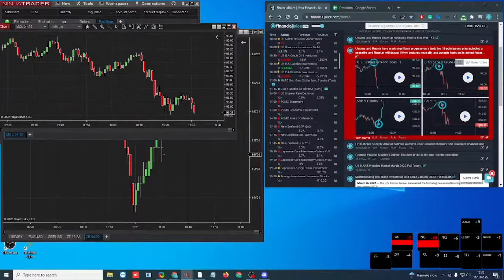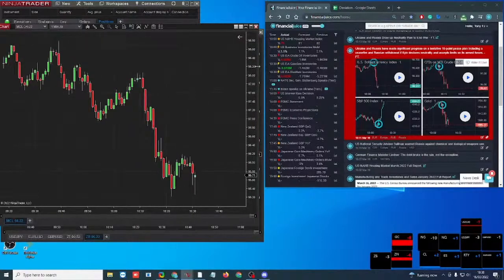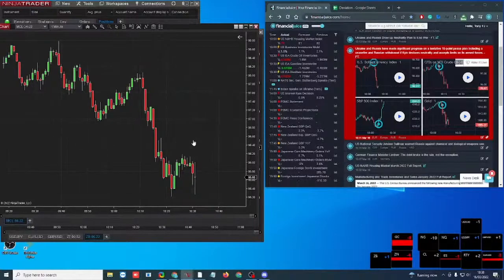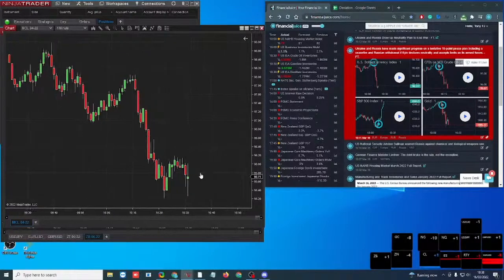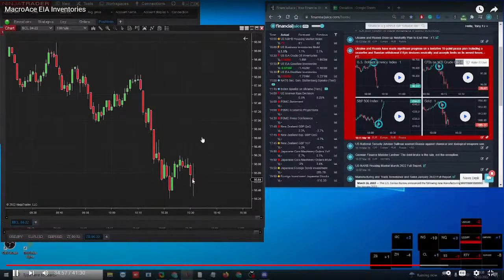The initial reaction, again, we did see that slight movement towards the downside there, but then that movement didn't really last that long. As we can see on the video, there was an FT piece that had said that Ukraine and Russia have made significant progress on a tentative 15-point peace plan, including a ceasefire and Russian withdrawal if Kiev declares neutrality and accepts limits on its armed forces. So that was the reaction there from WTI crude oil, and that didn't last long.